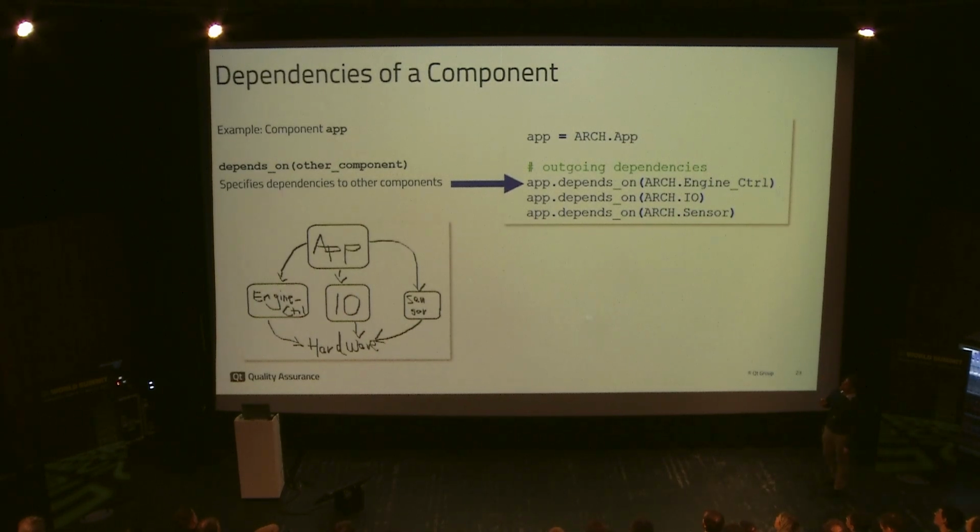And in this framework, you can write something like this. You have a depends on predicate or depends on method, and you can write something like this. App is equal to arch.app, as we've seen before. And then you can write app depends on arch.engineControl, arch.io, arch.sensor. These are exactly these three edges, of course, that we see over there. Yeah, you can say this is actually my dependency. And you can do this, we will see this later on, in a separate Python file for example, the component app. Yeah, this is one part of your system.